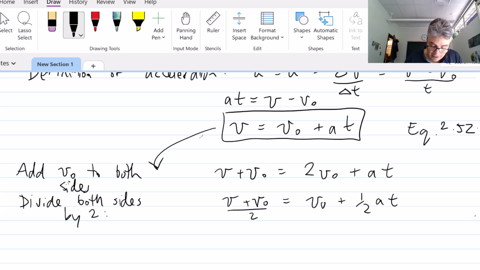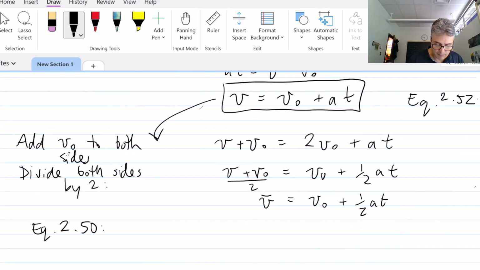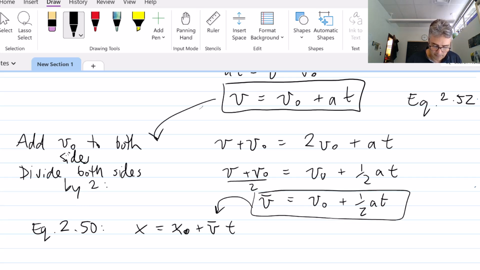Remember, this is just average velocity. So average velocity is equal to v0 plus 1/2 at. And if you go back to equation 2.50, remember that x is equal to x0 plus the average velocity times t. So I can take this and just plug it in right there, and I get that x is equal to x0 plus all this stuff: v0 plus 1/2 a times t, all times t.